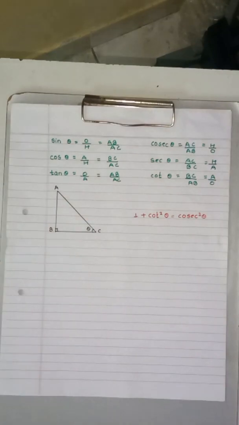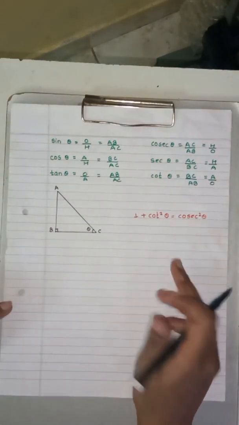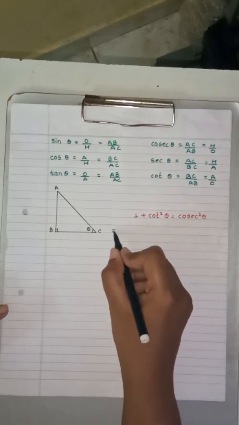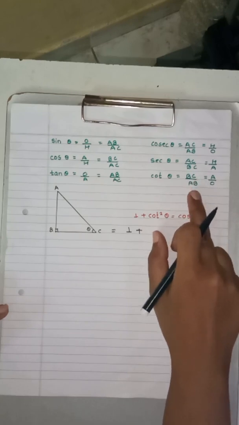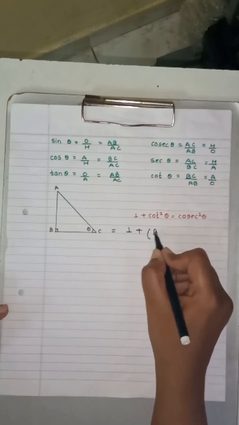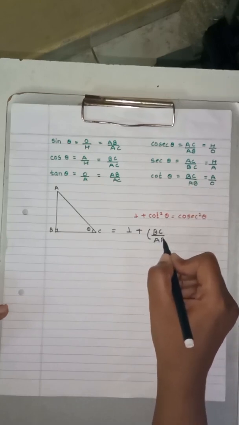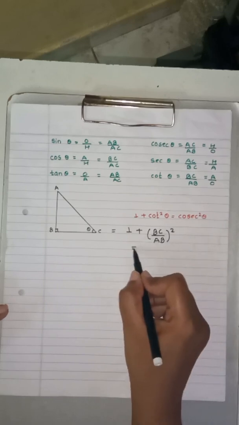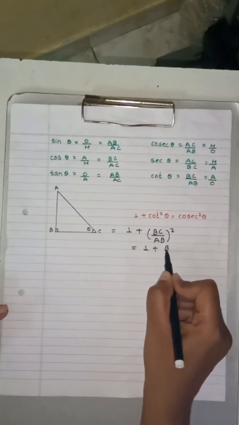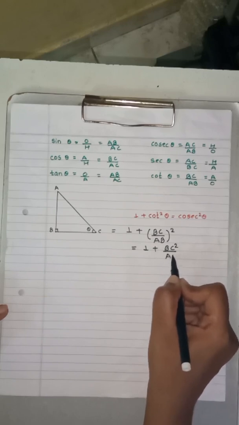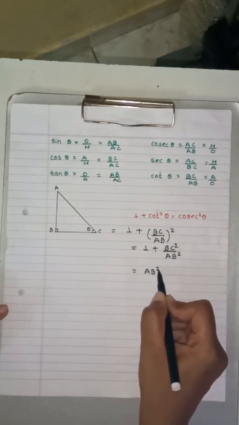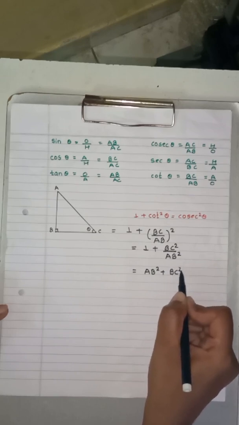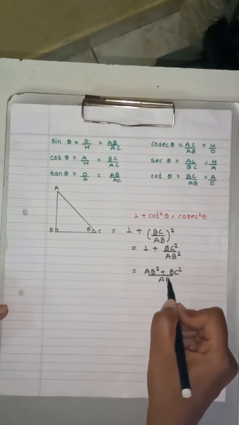That is 1 plus cot square theta is equal to cosec square theta. Now here also we'll put the value, that is equal to 1 plus cot square theta. Now what is cot? That is BC upon AB, square. So that will be equal to 1 plus BC square upon AB square. Okay, so this will be AB square plus BC square upon AB square.